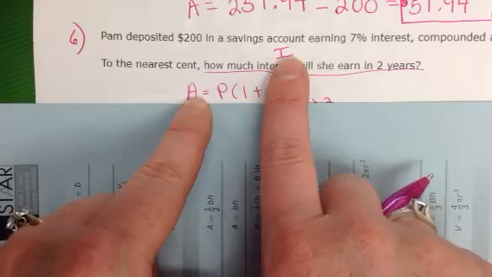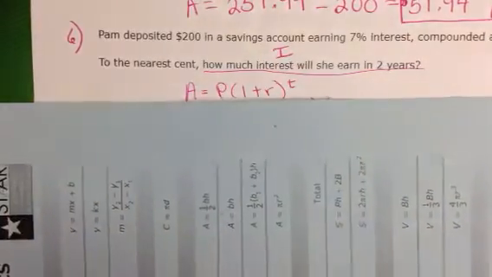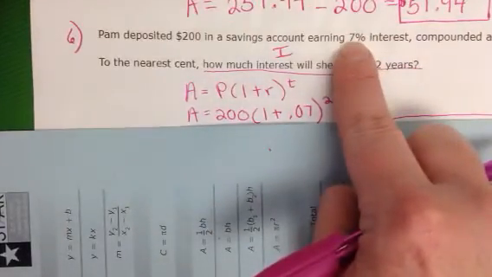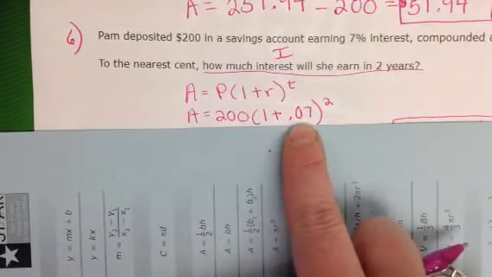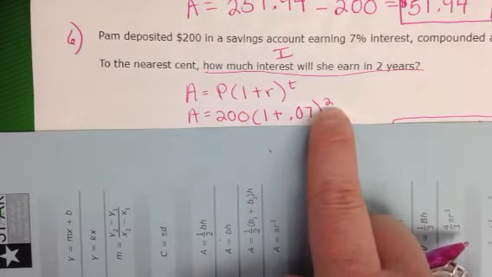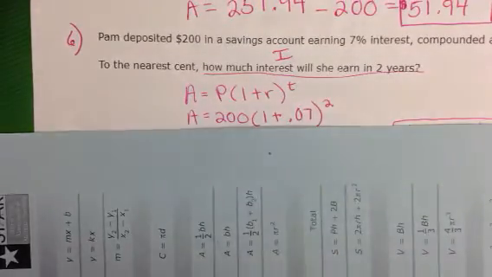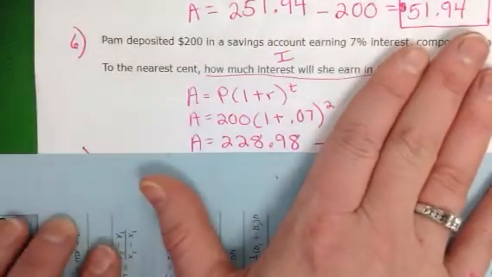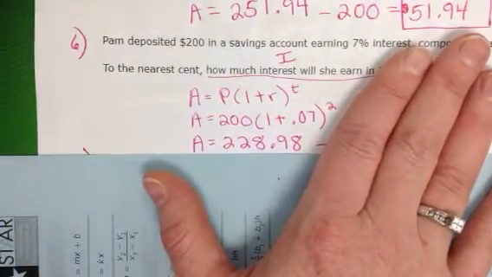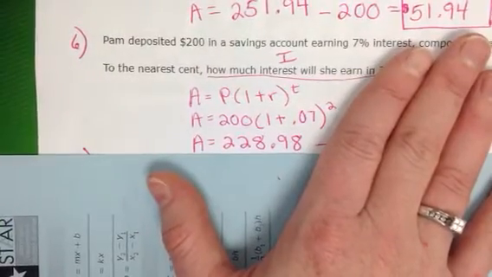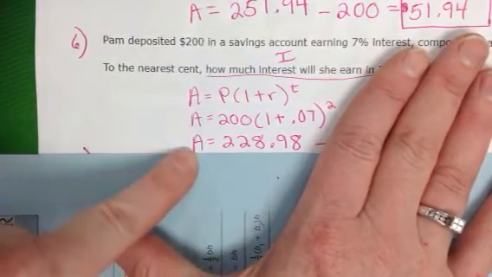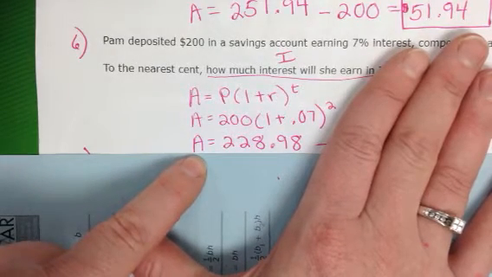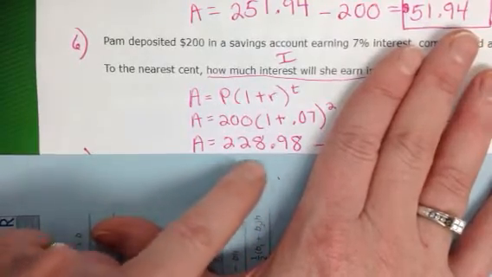I'm doing an extra step, okay, because A stands for total amount. You should have filled in 200 for principal, divided 7 by 100 to get our rate of 7/100ths. 2 was the exponent. After you punch that in to your calculator, it would have said $228.98. Hopefully you did not circle that as your answer, because A is total amount, so they've already put together the 200 and the interest that she earned.